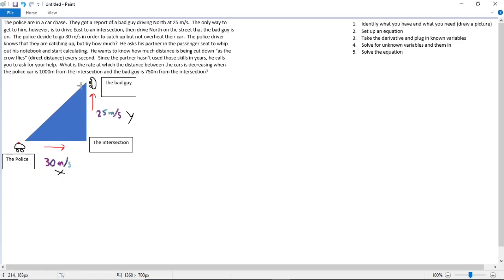And we want to know this. That's not what I wanted. The police want to know this. There we go. So now step 2 is to set up an equation. Since this is a right triangle, we are going to use the Pythagorean theorem. So x squared plus y squared equals z squared. There we go, set up an equation.